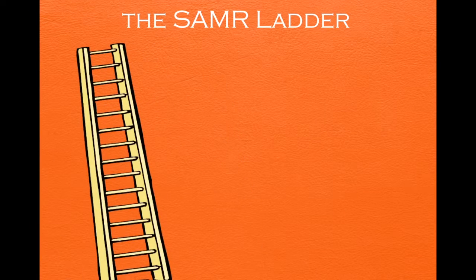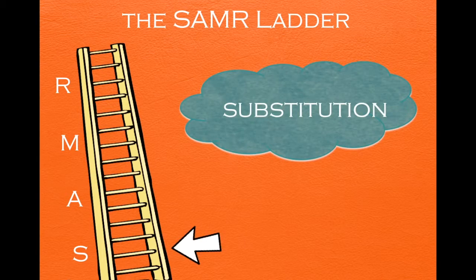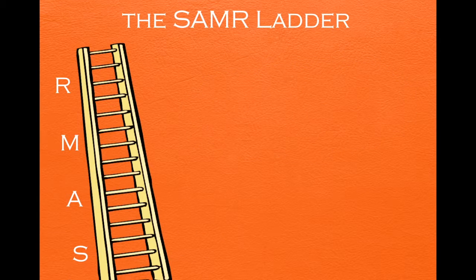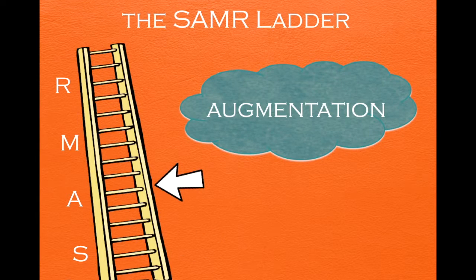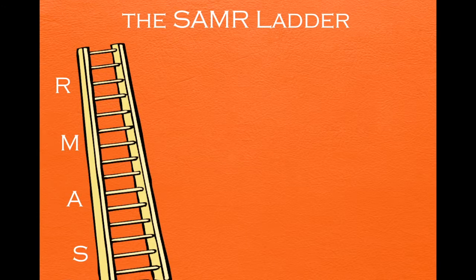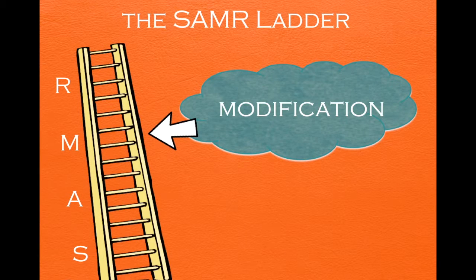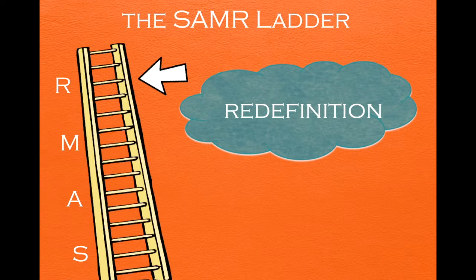When we look at the SAMR model, you can think of it as a ladder. SAMR is an acronym that represents the 4 different levels of technology integration. The first level of the SAMR ladder is substitution. As we climb up the ladder, the second level is augmentation. Modification is the third level of the SAMR ladder, followed by redefinition for the final level.